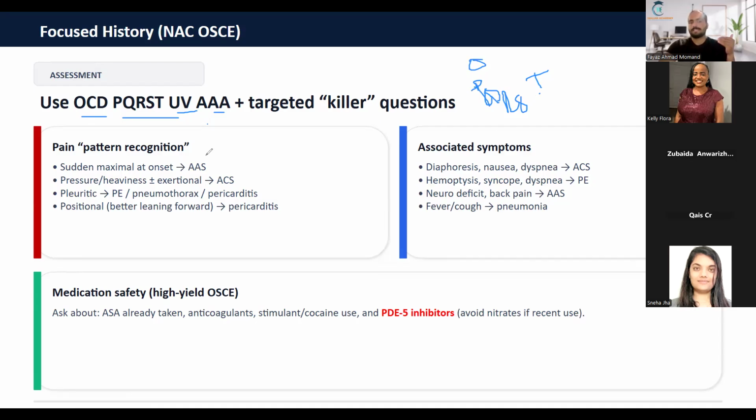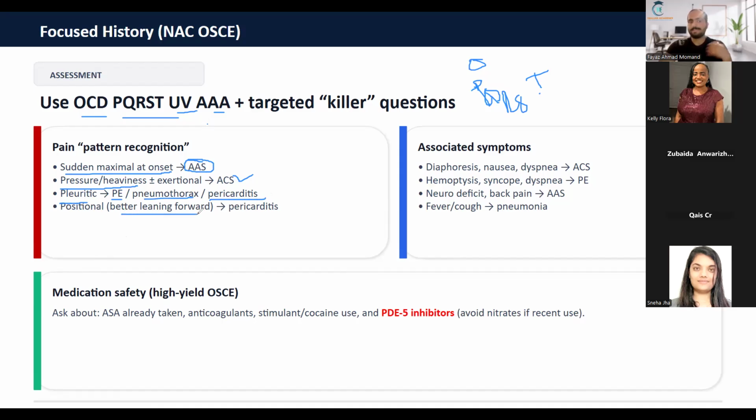For chest pains that are associated with some conditions, if chest pain comes suddenly at maximum intensity, it is likely to be acute aortic syndrome, like acute aortic dissection. Chest pain that feels like pressure or heaviness and may or may not be triggered by exertion is likely acute coronary syndrome. Chest pain that feels pleuritic, where the patient says my breath is catching, or I'm unable to take a deep breath, is likely pulmonary embolism. It could also be pneumothorax or pericarditis.